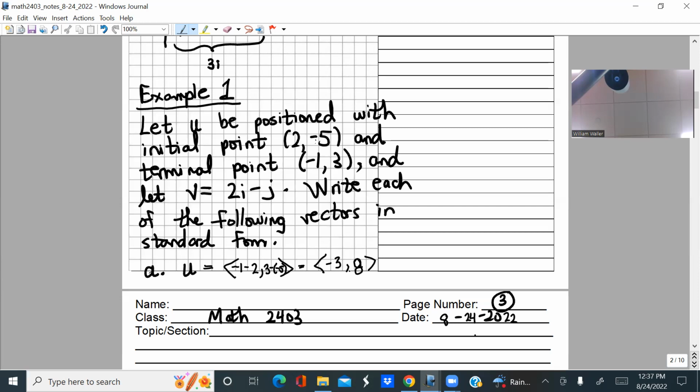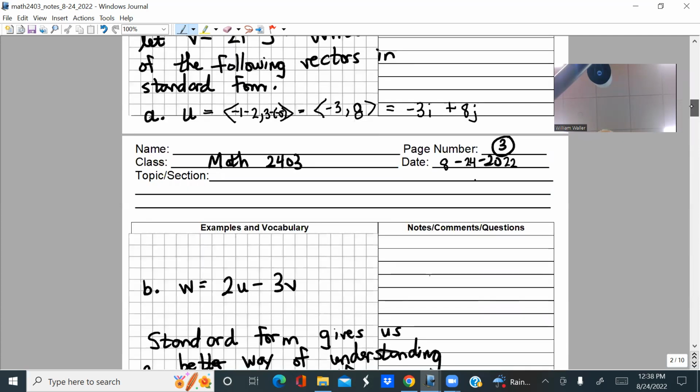That's in component form. Now, what does that look like in standard form, as a combination of the vectors I and j? So easy there. It's just going to be -3i plus 8j. So it's virtually the same as component form. And now let's compute this vector w, which is supposed to be twice u minus 3 times v.